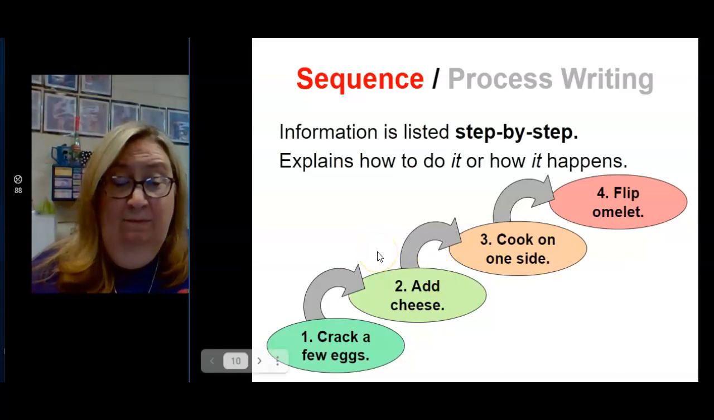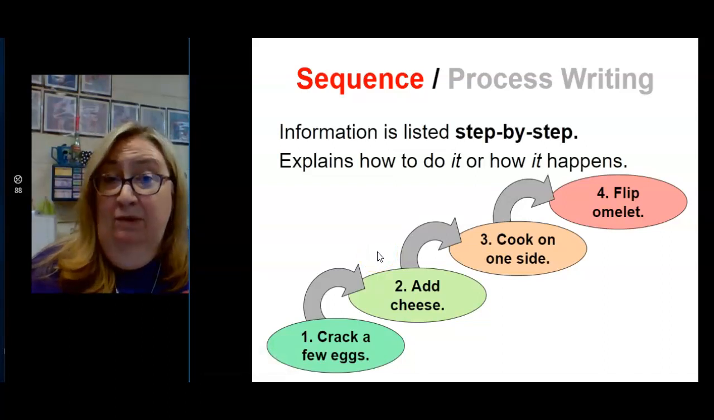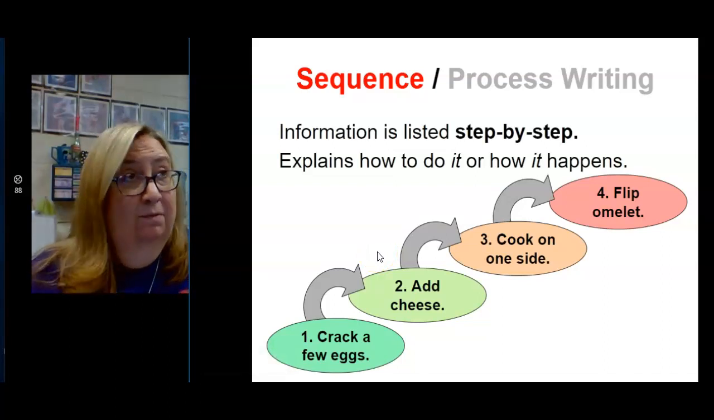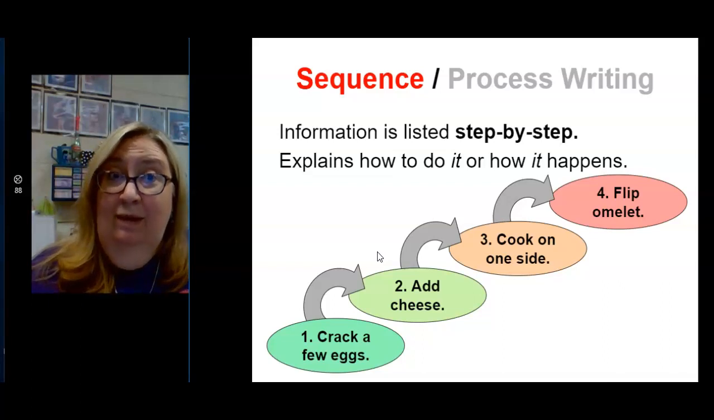And you all wrote step. You did sequence writing yourself this year. Many of you wrote and told me how to make a peanut butter and jelly sandwich, and the rest of you told me some things that I just did not know about. So I was happy to read about all your sequences this year.